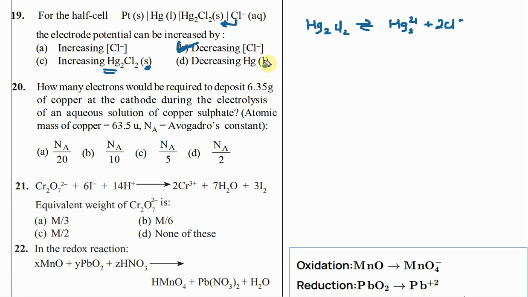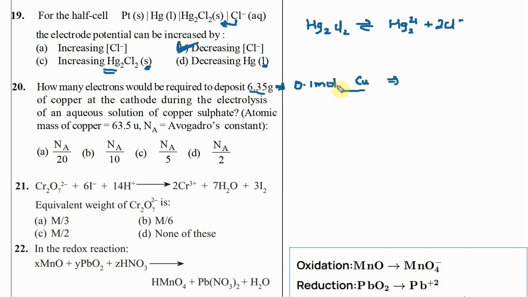Okay, so I can decrease the product. Twentieth one. How many electrons would be required to deposit so many grams of copper? Right away we know that we have done it so many times. This is going to be 0.1 mole copper. To deposit this, how many electrons would be required?